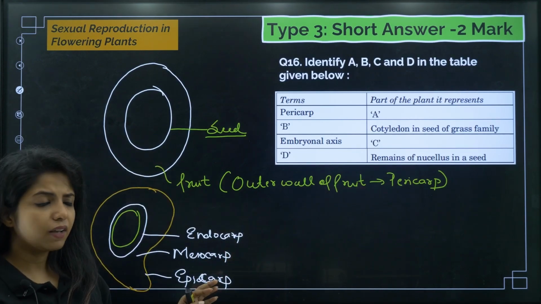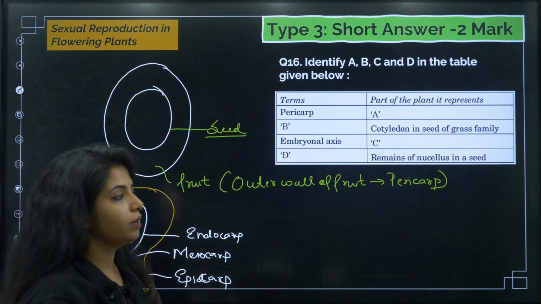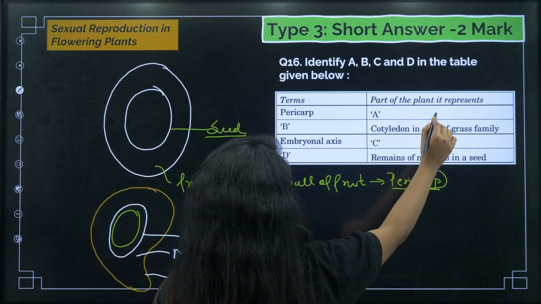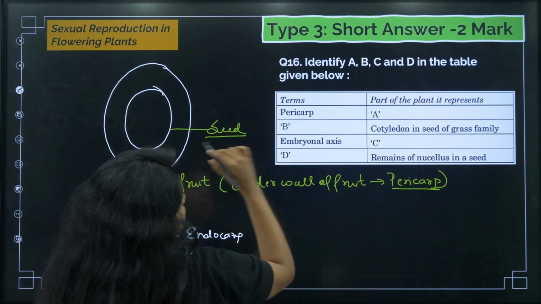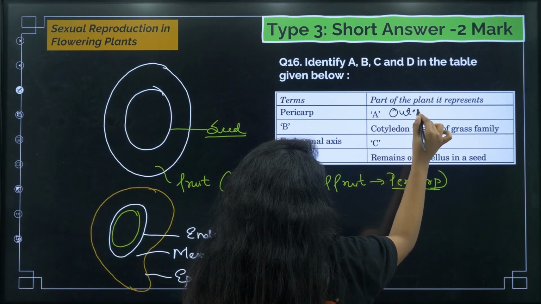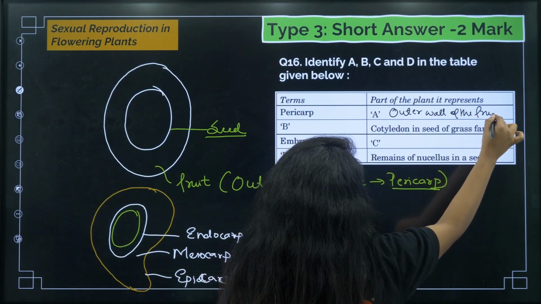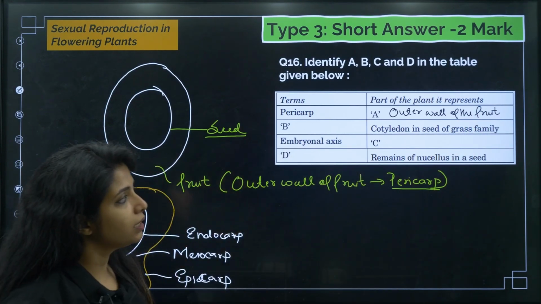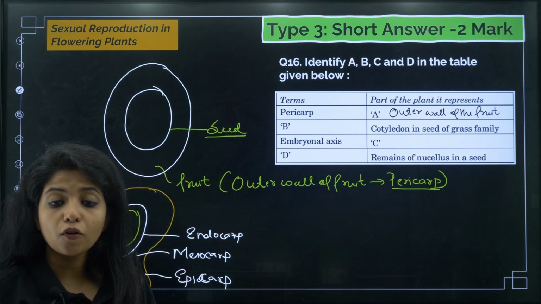In some, the pericarp is not fleshy like this, it will be just dry, that is different. But in some, it may persist. So over here, it will be the outer wall of the fruit. Okay. Now cotyledon in seed of grass family. So grass family. Grass is an example of monocotyledons.